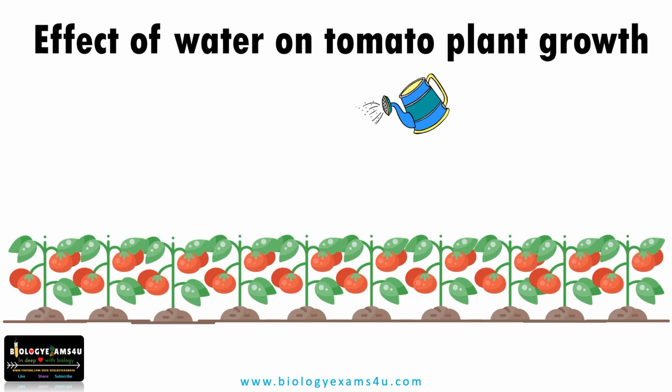Hi friends, in this video let us understand the dependent and independent variable with a simple example. Suppose we are investigating the effect of water on tomato plant growth.